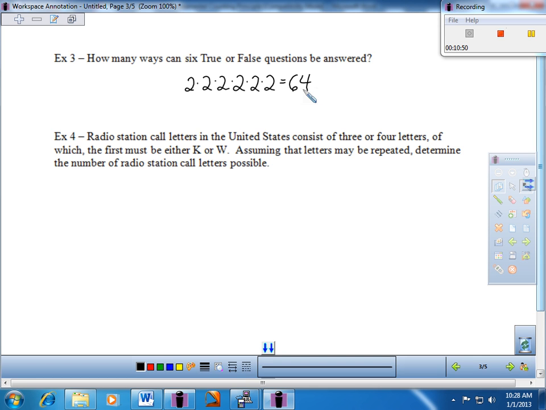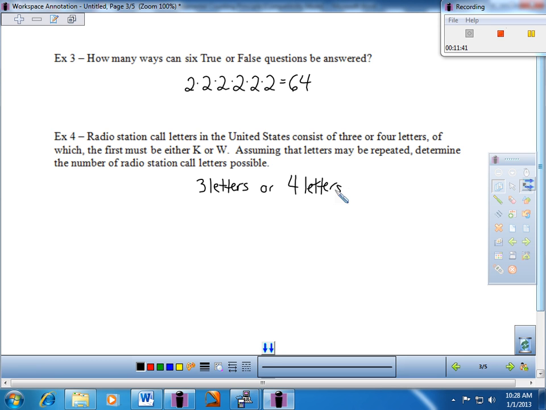So radio station call letters in the U.S. consist of either 3 or 4 letters, of which the first must be either K or W. Assuming that letters may be repeated, determine the number of radio station call letters possible. All right, very nice. So I guess here's the idea, and I'm going to write a few things down here. So the number of radio stations can be either 3 letters or 4 letters. So I think we're going to have to kind of break it up into 2 different parts there.